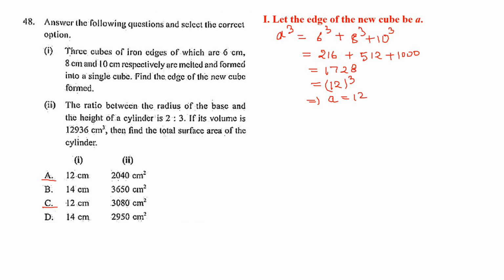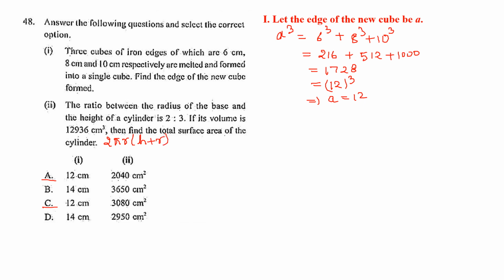Now we will see the second part of it, isn't it? In the second part, it says that the ratio between the radius of the base and the height of the cylinder is 2:3. If its volume is 12,936 centimeter cube, find the total surface area of the cylinder. So what is the formula of the total surface area of the cylinder? The formula is 2 pi r times the sum of height and radius. This is the formula, right?